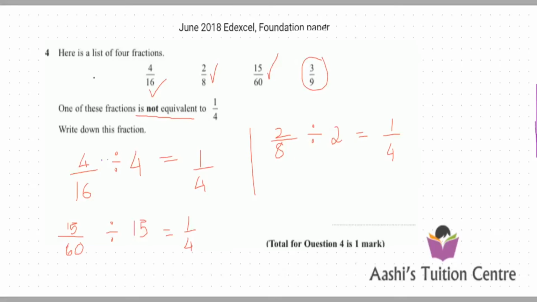So let's try it out. 3 over 9. When you simplify this, you can divide by 3 each. 3 divided by 3 is 1, and 9 divided by 3 is 3. So this fraction, 3 over 9, gives us 1 over 3, which is not equivalent to 1 over 4. And that's the answer for 1 mark.